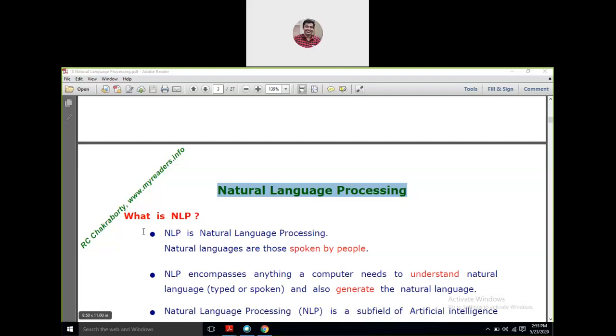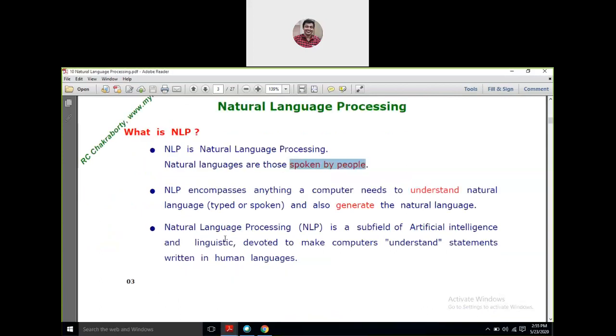This is generally a type of expression or a type of voice or a type of phonemes or phonetics that gets conveyed from one individual to another, and this process is what we call spoken by people, right? Whatever terms I've used just now, you'll be seeing gradually. Now, natural language processing encompasses anything a computer needs to understand, natural language, typed or spoken, and also generate natural languages.